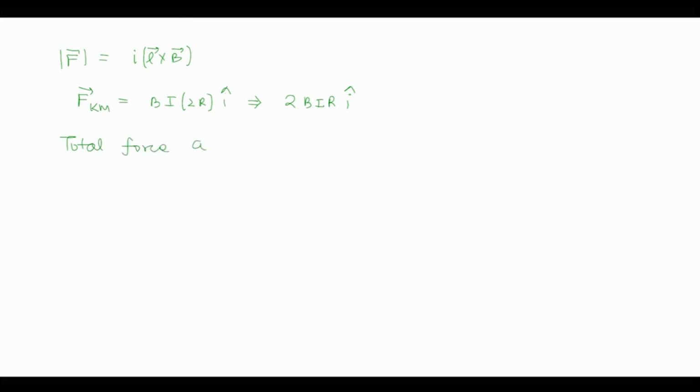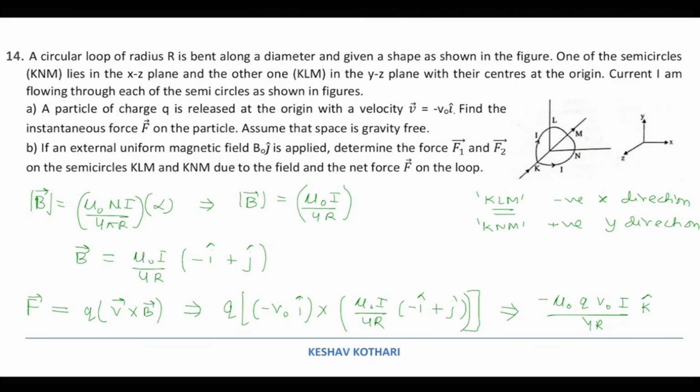Therefore the total force acting on the loop will be the sum of the forces, since both forces are the same. So we just double the value to obtain the net force as 4 times BIR in the i cap direction. With this we solve this particular problem, which was asking us to calculate the instantaneous force acting on the particle and the force on the loop when the external magnetic field is applied.